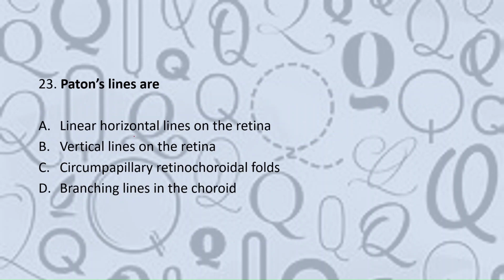Patent's lines are linear horizontal lines on the retina? No. Linear lines are usually seen when there is a tumor in the retrobulbar portion, indenting the globe from posteriorly. Vertical lines, no. Circumpapillary retinochoroidal folds, these are the Paton's lines that you usually see in papilledema. If this is the disc here, you will see circumferential folds on the retina, and they are usually associated with papilledema. Branching lines in the choroid, no. So the right answer here is circumpapillary retinochoroidal folds.